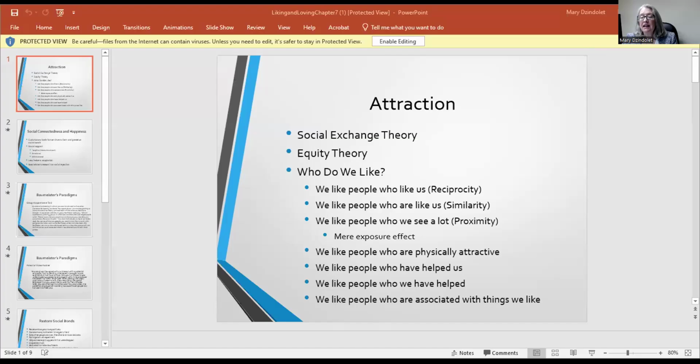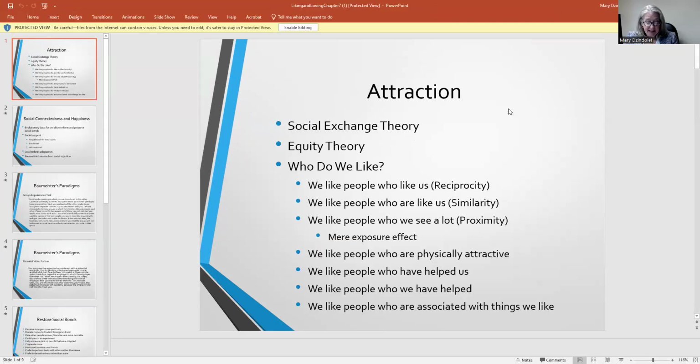All right, let me call up the PowerPoint slides for this chapter, the chapter on liking and loving. And so when we talk about liking and loving, it all begins with initial attraction, right? At first, you have to initially be attracted to someone. After you're initially attracted to them, then you develop the relationship. Now you've got this social connectedness or a loving relationship. But at the beginning, it's attraction.